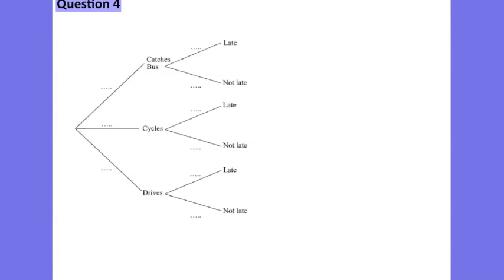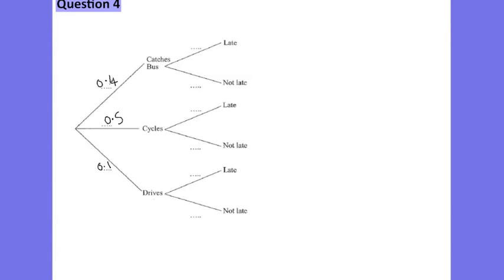Question number 4. You need to read through all of the probabilities given and match them to the appropriate place on the tree diagram. Let's do this step by step. Joan catches a bus, cycles or drives to work. The probability that Joan catches a bus is 0.4. The probability that she cycles to work is 0.5. The probability that she drives to work is 0.1. These 3 probabilities add up to 1.